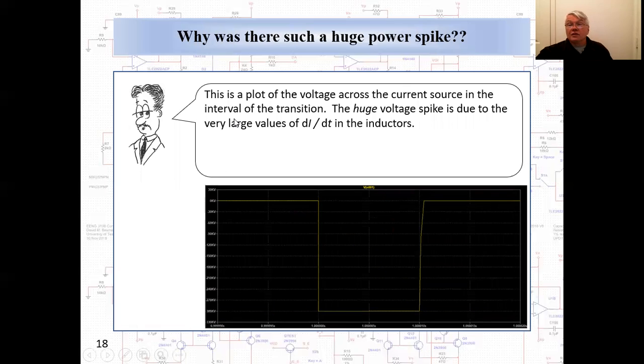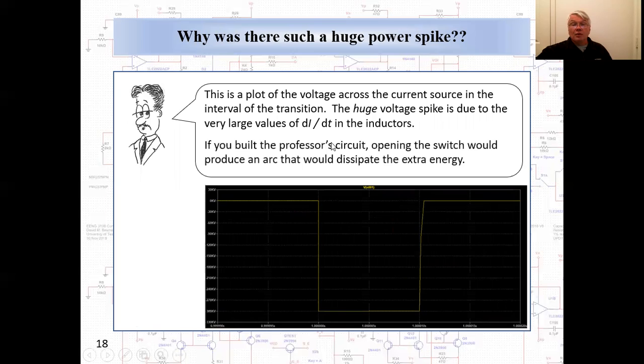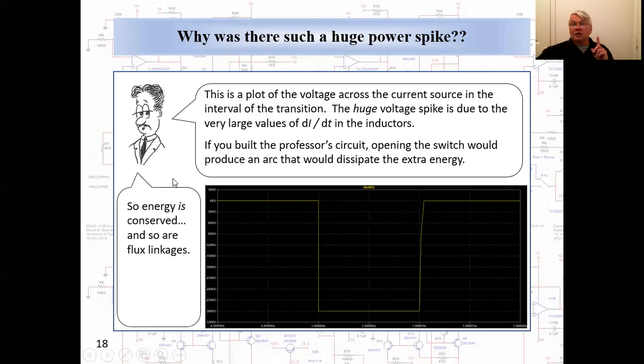So why is there such a huge power spike? Well, here's a plot of the voltage across the current source in the interval of transition. The huge voltage spike is due to very large values of di dt in the inductors. If you built the professor's circuit, opening the switch would produce an arc that would help dissipate the extra energy. I used to tell folks that the arc would blow the switch off the wall. It's probably not that much energy, but it would still be an impressive arc nonetheless. So energy is conserved, and so are the flux linkages. And the world goes on as it always has.